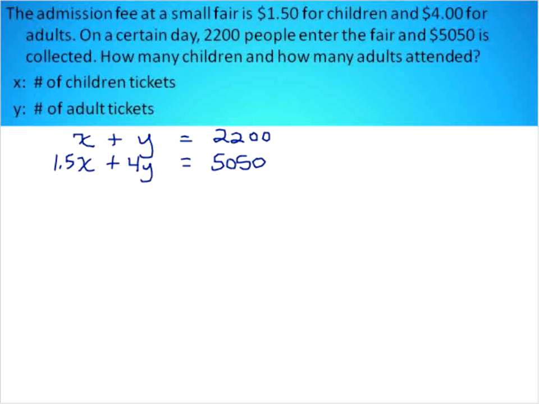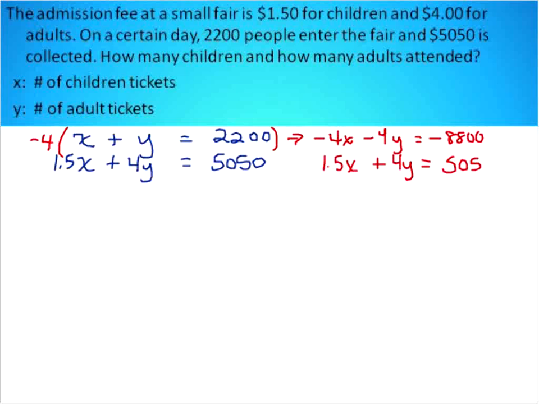So if we use the linear combination or elimination method here, we want to eliminate the y. So we can multiply the top equation by -4 to make that happen. So that'll give us -4x minus 4y equal to -8,800. Bottom equation remains the same at 1.5x plus 4y equal to 5,050.